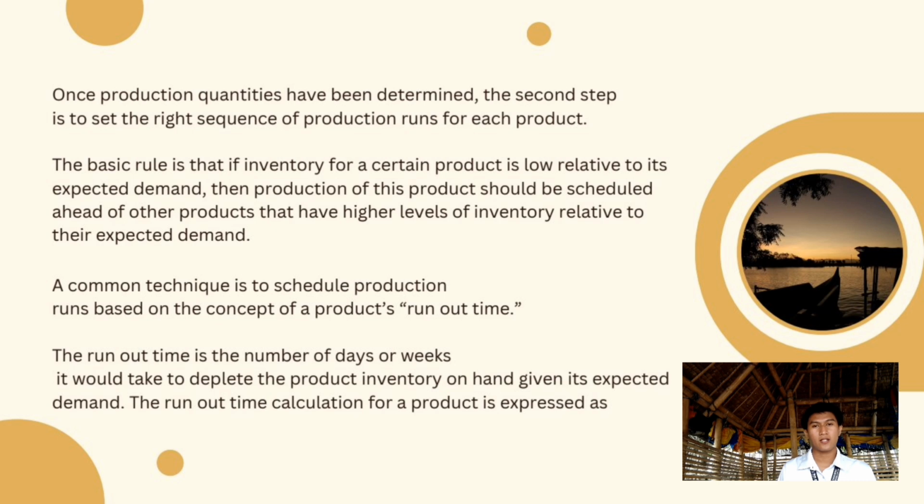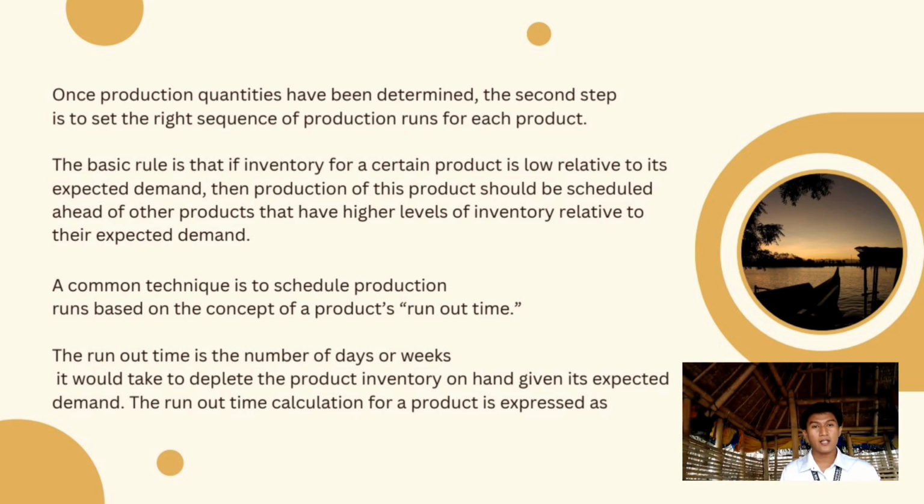Once production quantities have been determined, the second step is to set up the right sequence of production runs for each product. The basic rule is that if inventory for a certain product is low relative to its expected demand, the production of this product should be scheduled ahead of the other products that have a higher level of inventory relative to their expected demand.